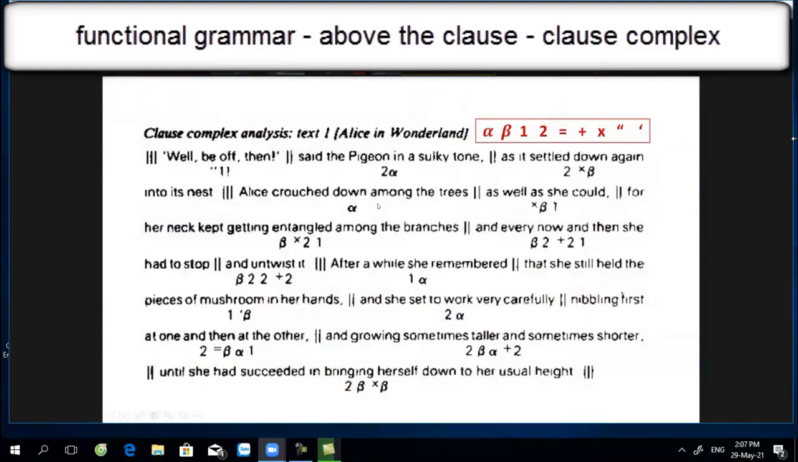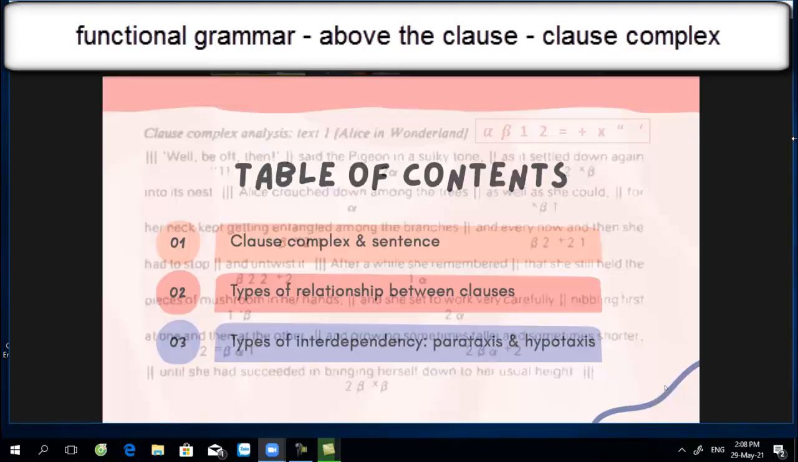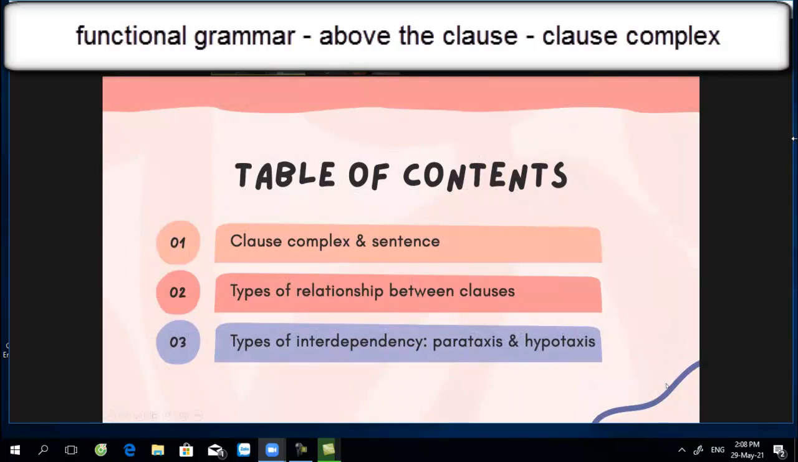subclass. After this lesson, you're going to know how to divide a sentence, how to analyze the clause complex, and how to use these signals, the alpha, beta, and 1, 2, and the symbols correctly. First of all, my part, I'll talk about the clause complex and the sentence, and types of relationship between clauses. The first two types are paratexts and hypertexts.